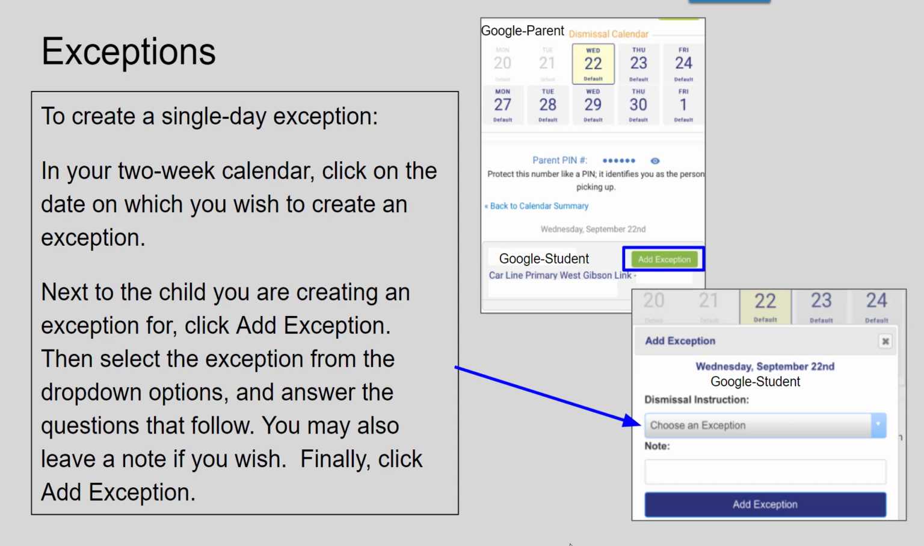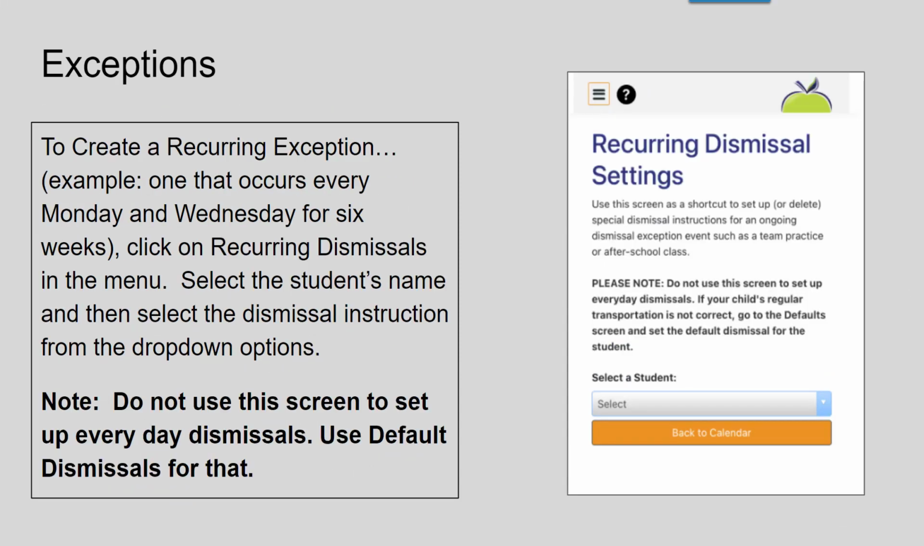To create a single day exception in your 2-week calendar, click on the date on which you wish to create an exception. Next to the child you're creating the exception for, click Add Exception. Then select the exception from the drop-down options and answer the questions that follow. You may also leave a note if you wish. Finally, click Add Exception.